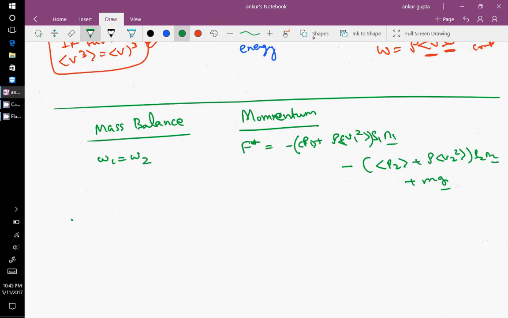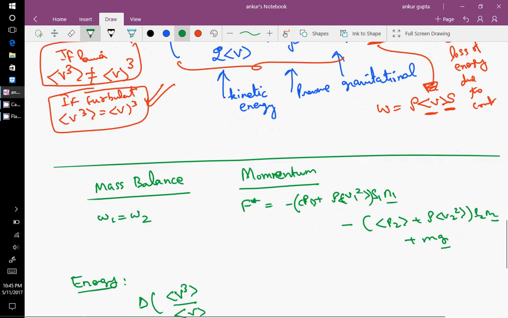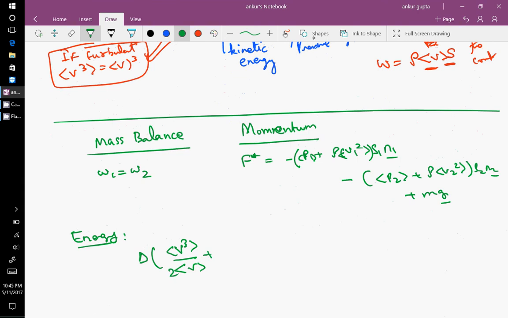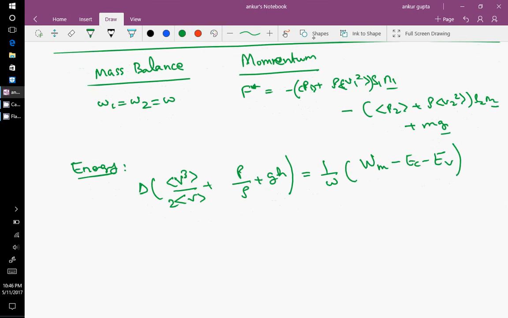Finally, the energy balance, or the mechanical engineering equation, is delta of (V square by 2 plus P by rho plus g h) equals 1 by W, let's call this W, 1 by W into capital Wm minus Ec minus Ev. Okay. So now let us do a problem to understand a little bit more about F star, but we will need all other things to actually solve the problem.